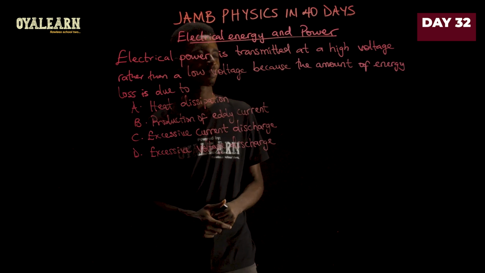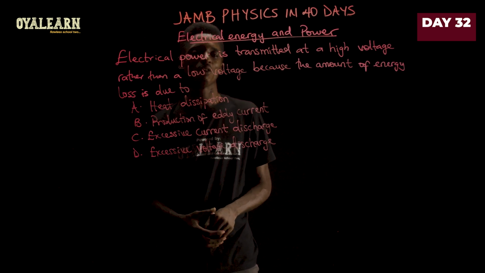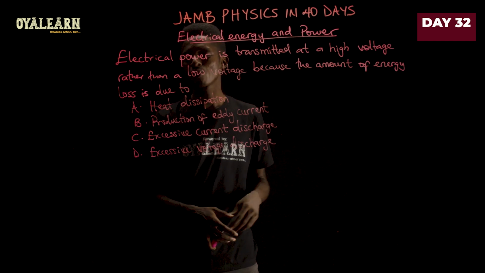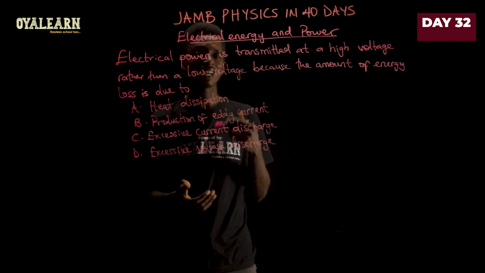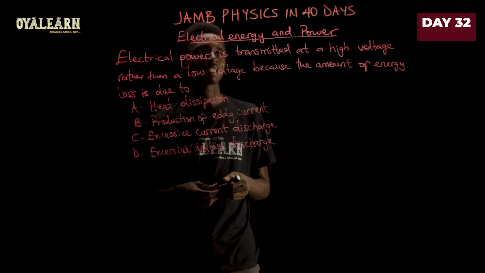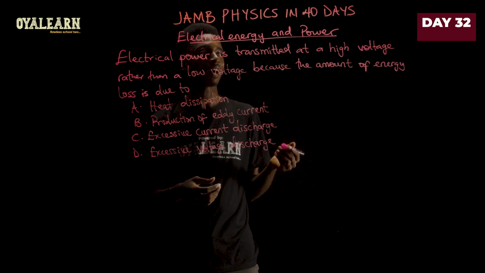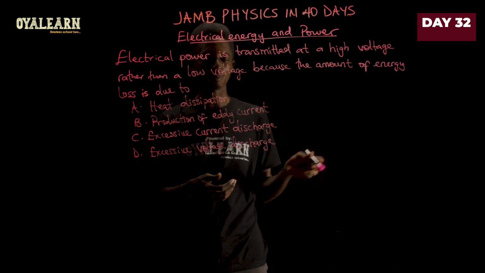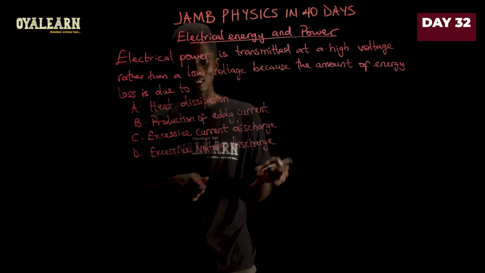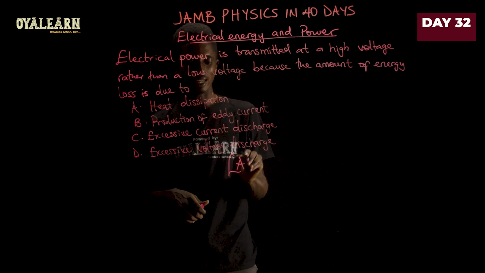Electrical power is transmitted at high voltage rather than low voltage because of the amount of energy lost. Now, the energy lost when you transmit at low voltage instead of high voltage is due to heat dissipation. So the answer to this is option A.